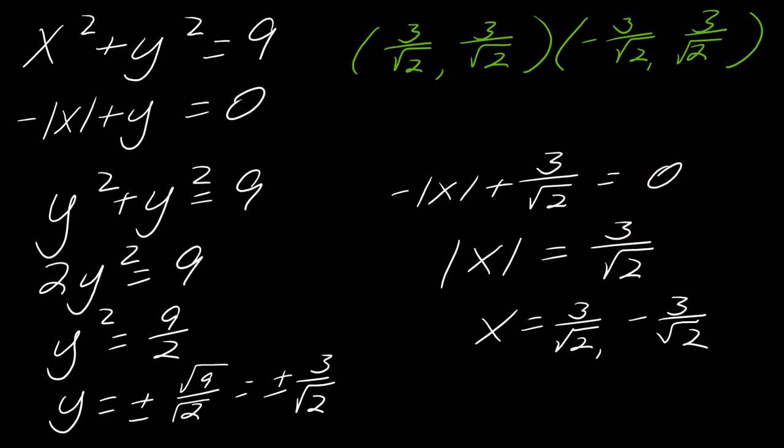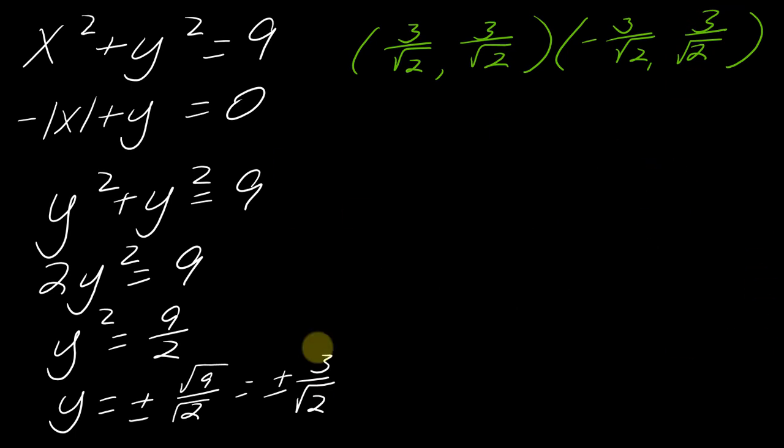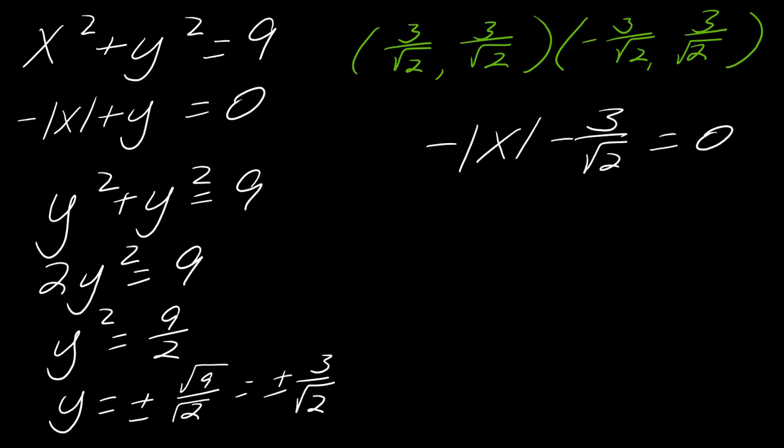So now I'm going to get rid of all this, and now let's use y equals negative 3 over the square root of 2. So I have negative absolute value of x minus 3 over the square root of 2 equals 0. So then that's going to give me negative absolute value of x equals positive square root of 3 over 2.